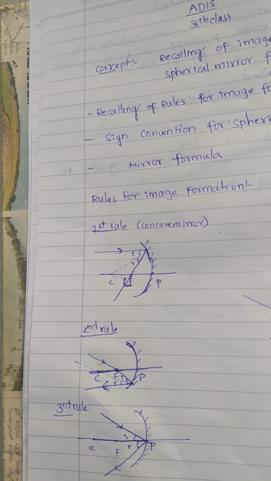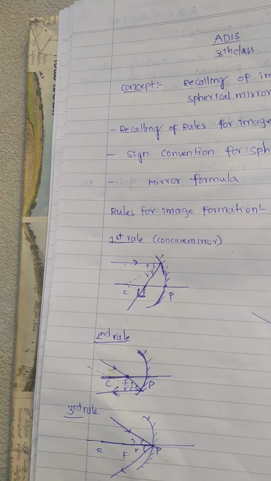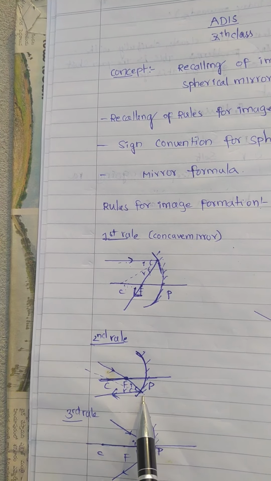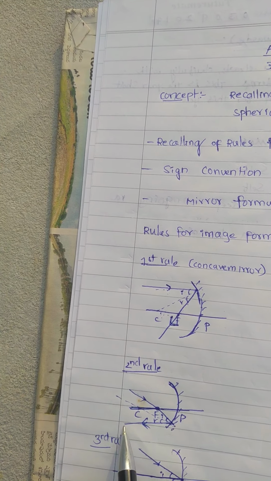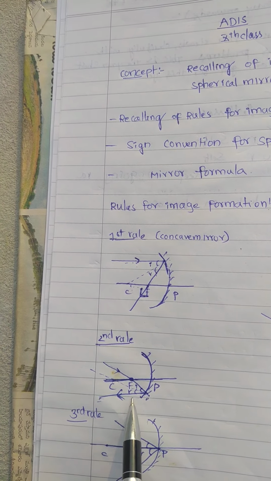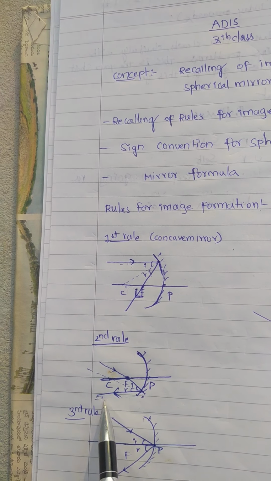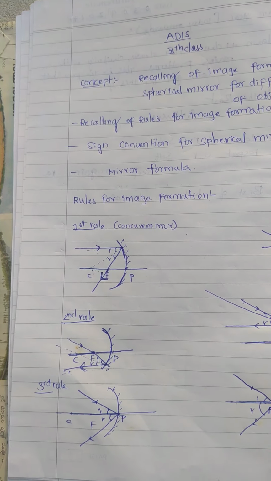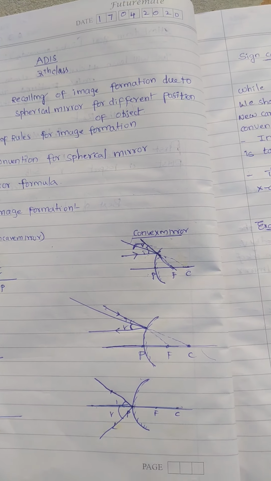And see the second rule: when the incident light ray passes through the focus, after reflection it passes parallel to the principal axis. Already we discussed this before. I think I gave notes also for this. Just for recalling, again I will discuss these rules for image formation.